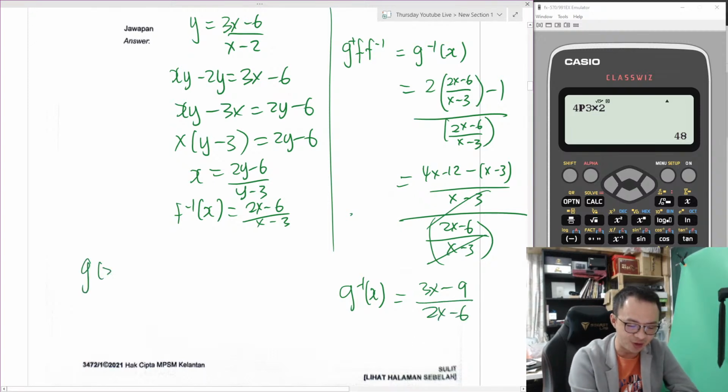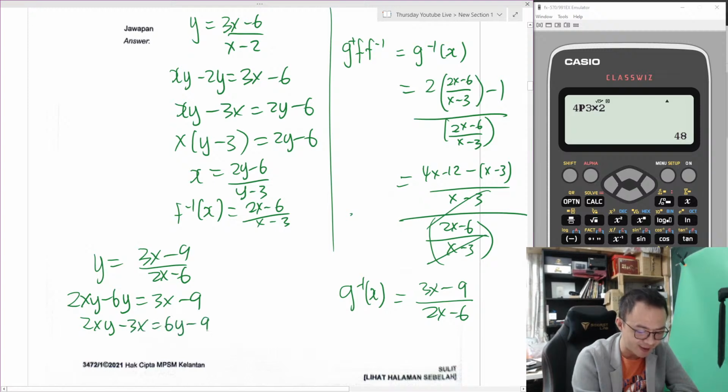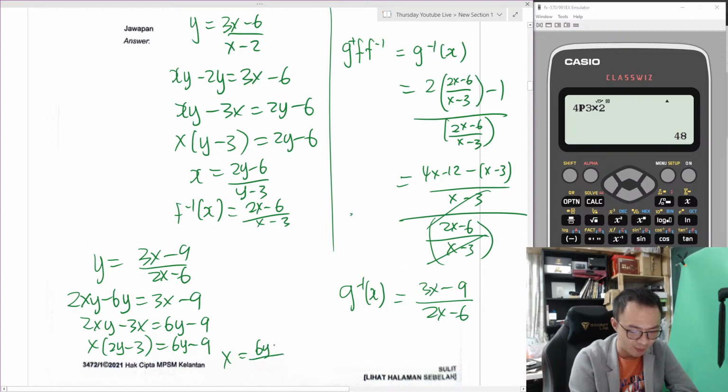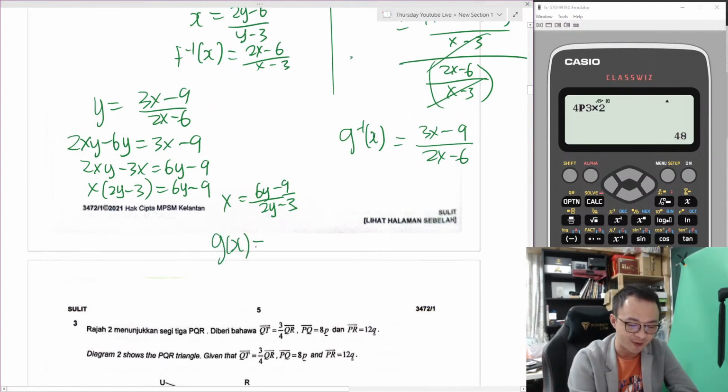Alright, then if I want to find the gx, I will just let the whole thing become y again. So y equals 3x minus 9 over 2x minus 6. I will make x the subject. So 2xy minus 6y equals 3x minus 9. So 2xy minus 3x equals 6y minus 9. Then x times 2y minus 3 equals 6y minus 9. Then my x should be 6y minus 9 over 2y minus 3. Alright, I hope I don't make any careless mistake. Then this one will be my gx, which is 6x minus 9 over 2x minus 3.